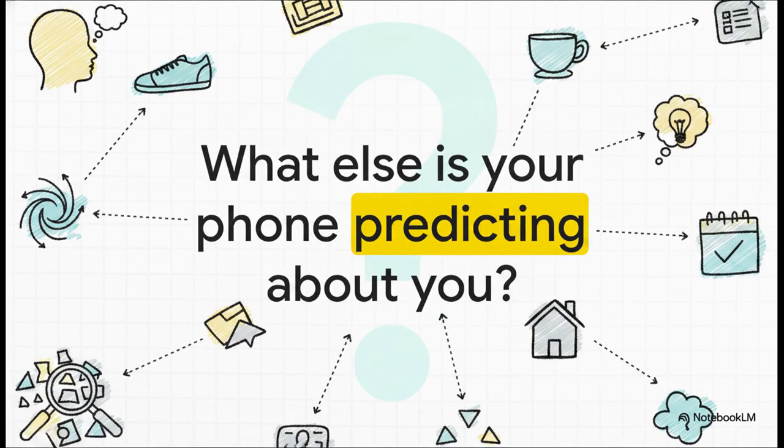Which leaves us with one final thought to chew on. We've proven that your phone isn't secretly recording your audio. It's just incredibly, almost frighteningly good at connecting the dots of your digital ecosystem to predict your behavior. But if these algorithms are so advanced that they know exactly what shoes you want before you even type a search query, what else are they predicting about your life, your habits, and your future choices based on the data you leave behind every single day?